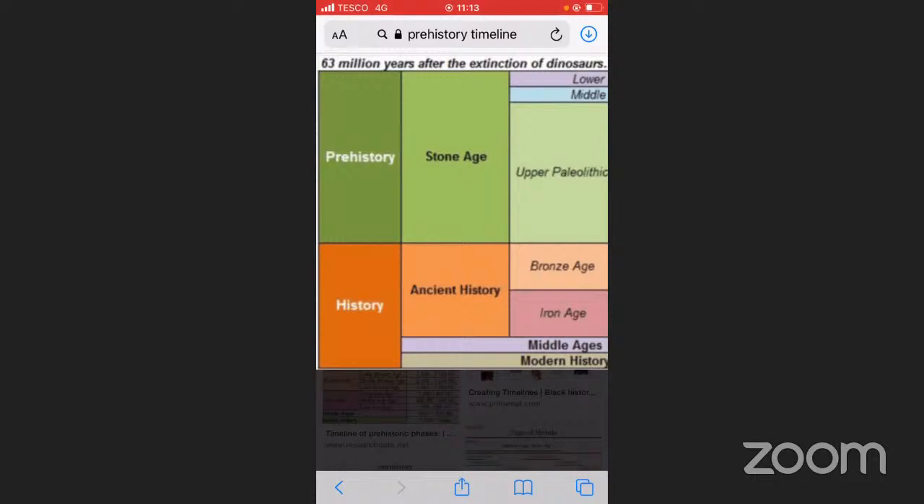The difference between prehistory and history. I know most of you know the difference between prehistory and history, but then again, maybe it's got more complicated and convoluted than you may have understood before. So when we think about prehistory, the word prehistory is always used to define civilizations that have no written history.